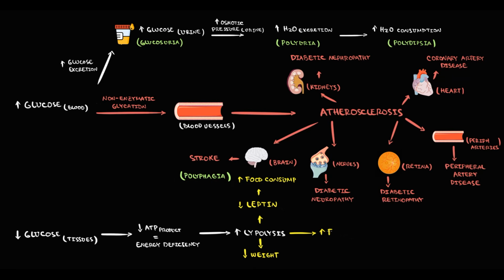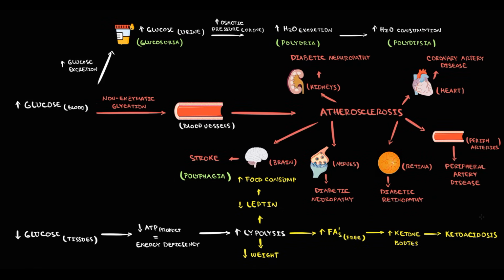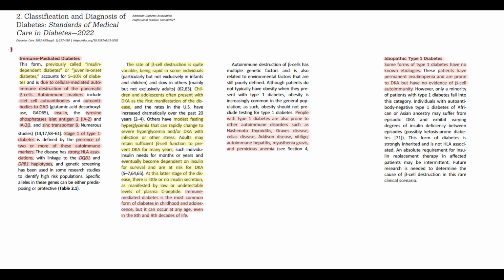Lipolysis results in massive release of free fatty acids. From fatty acids we make ketone bodies, which have very similar properties to glucose. So the organism tries to compensate decrease in glucose level by increasing ketone bodies production, and increase in ketone bodies will cause diabetic ketoacidosis. So to summarize, diabetes type 1 accounts only for 5 to 10% of all diabetic cases.